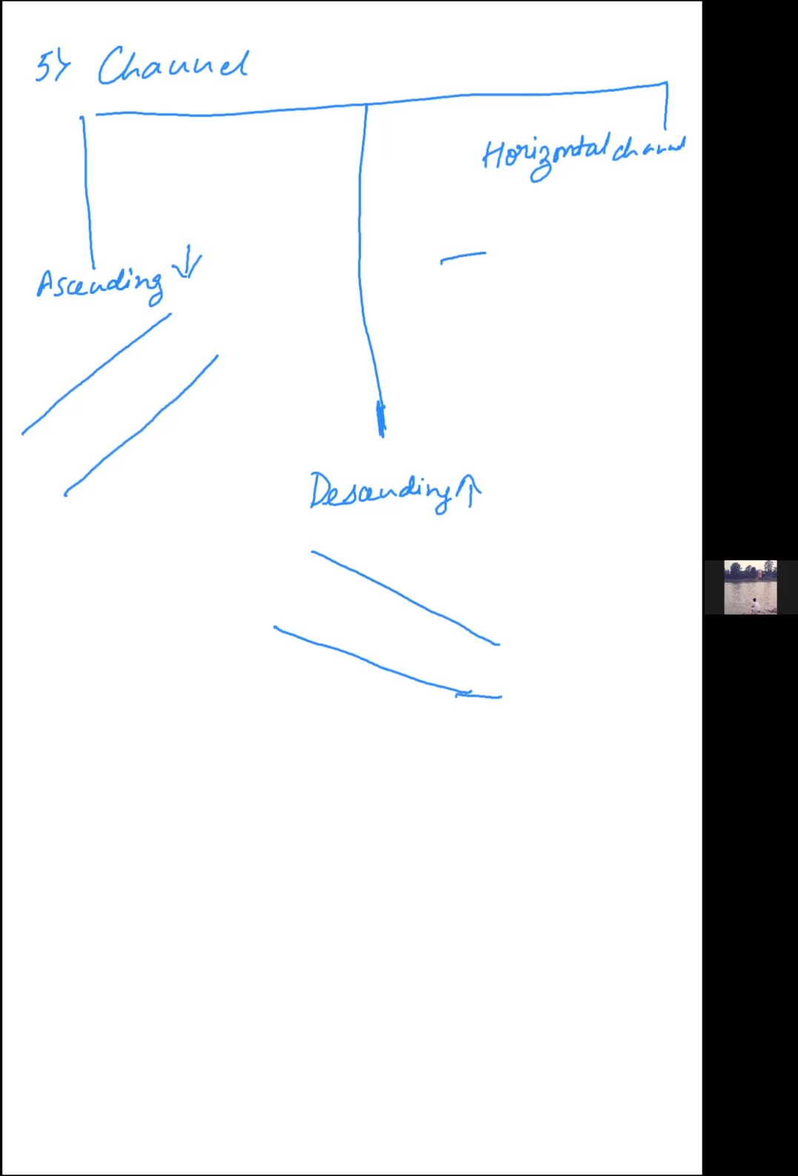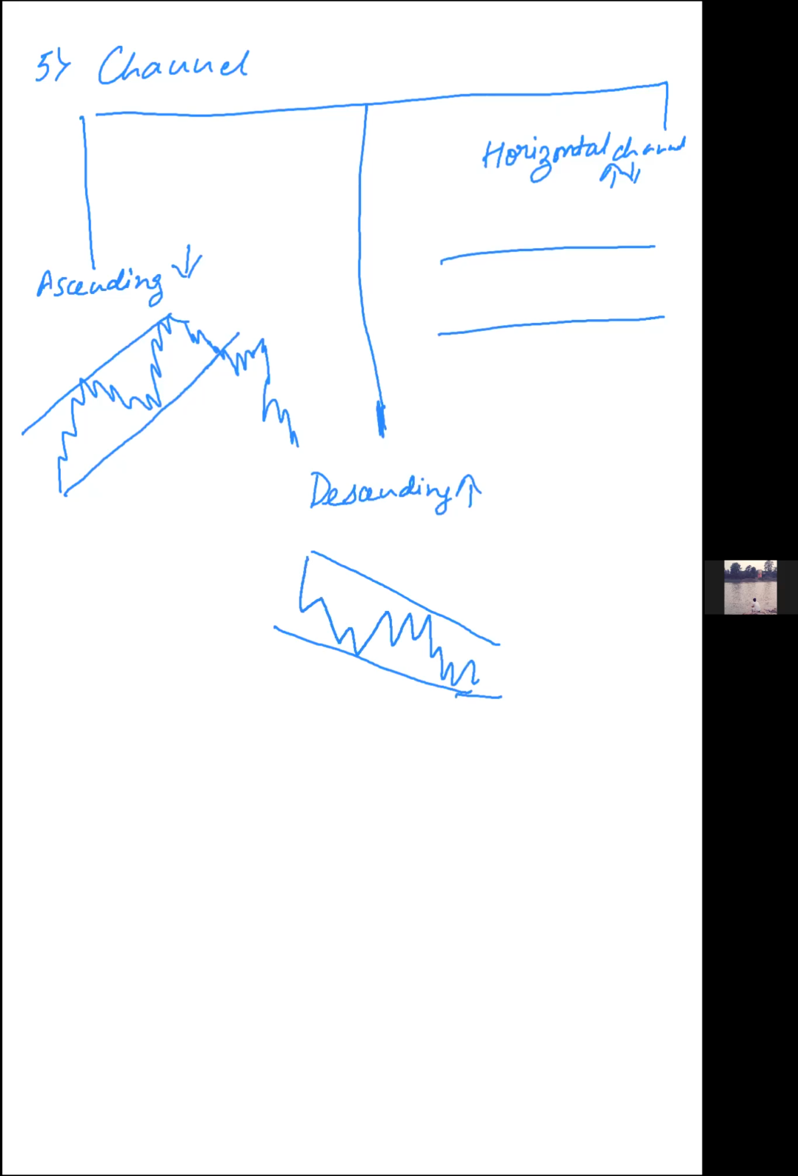While in a horizontal channel, the breakout is undefined. It can happen on any side, be it upside or downside. Somewhat like this is the scenario in an ascending channel. This is how stocks move in an ascending channel. While in a descending channel, upside breakout is seen.